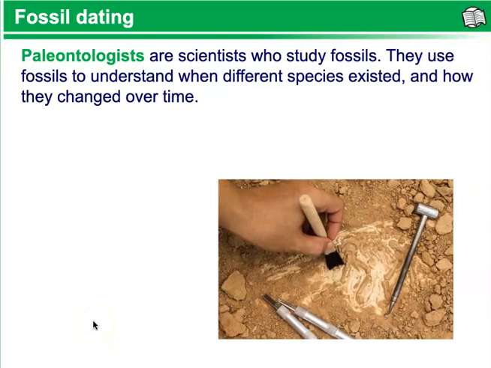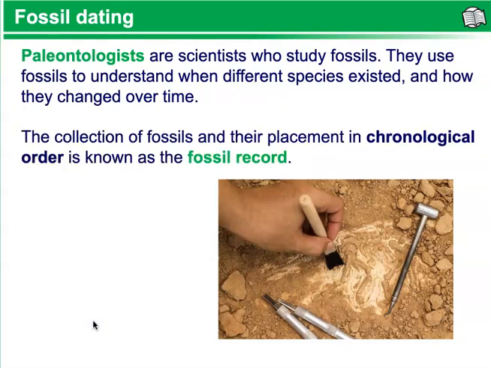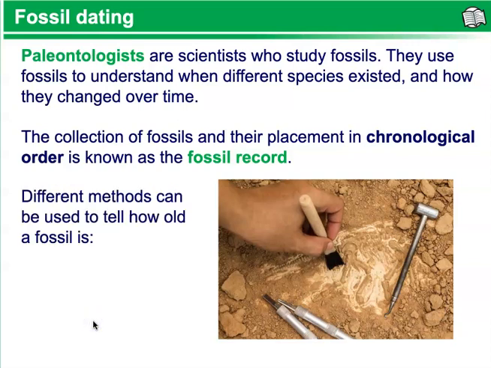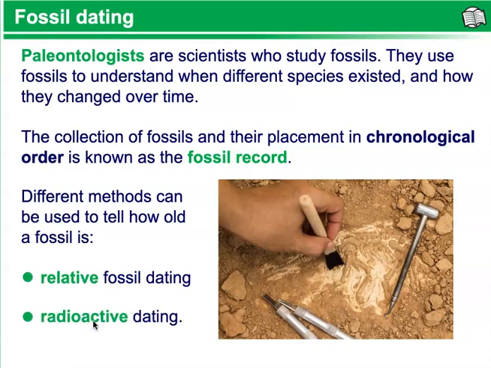Fossil dating. Paleontologists are scientists who study fossils. They use fossils to understand when different species existed and how they changed over time. The collection of fossils and their placement in chronological order is known as the fossil record. Different methods can be used to tell how old a fossil is. Relative fossil dating is one method, and radioactive dating is another.